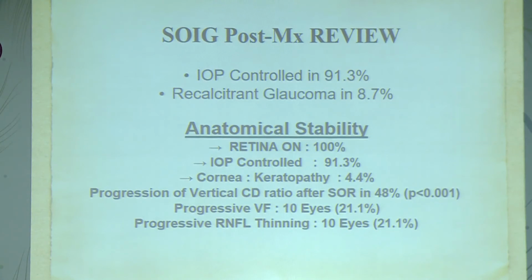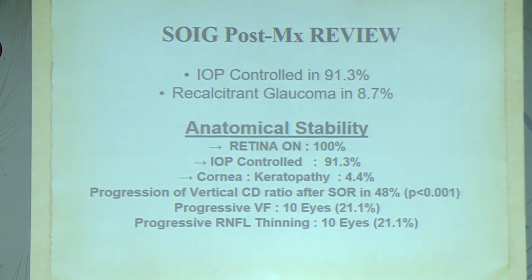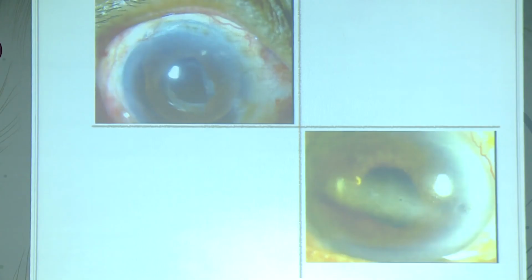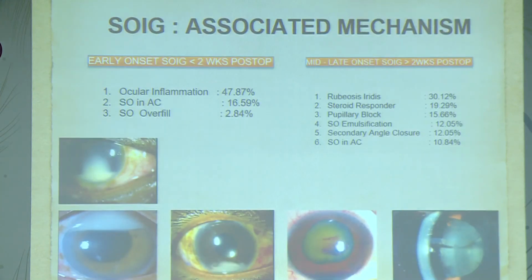Reviewing the management options, we were able to control the intraocular pressure in 91.3% of our patients. Although anatomical stability could be achieved in all our patients, there was progression of the glaucomatous changes even after silicone oil removal. These were the 2 patients who had keratopathy. Progression of the vertical cup disc ratio, progression of visual field and RNFL thinning was seen in about 10 eyes, indicating the necessity for long-term follow-up of these patients.